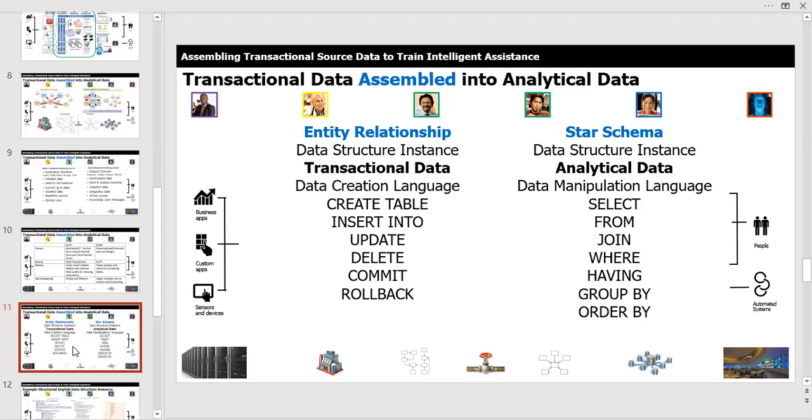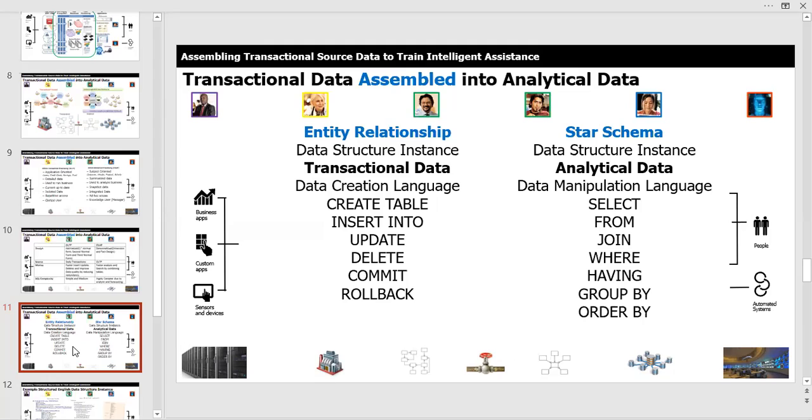And the data creation language is usually what's associated with your entity relationship diagram. And when you build out these data structures that are also called instances, you'll see it's the same. You got a data structure instance for both sides, whether it's transactional data or analytical data. But on SQL, you're using what's known as the data creation language for the ERD side of it. Generally, I mean, there's a lot of other commands, and obviously you can go back and forth, but generally speaking, you got your create table, your insert into, update your table, delete records, commit your changes, or roll back changes, things of that nature.